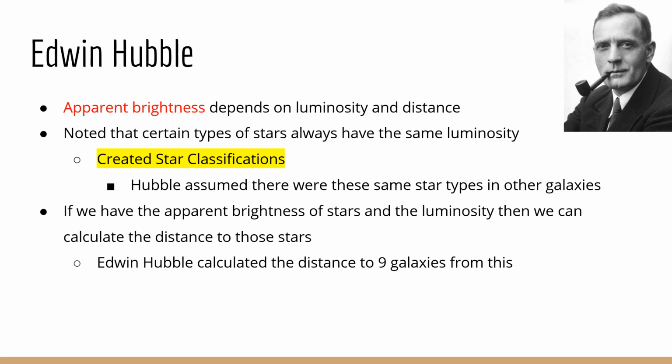And he postulated that apparent brightness depends on luminosity and distance. Luminosity is just the intensity of the light. And he noted that certain types of stars always have the same luminosity. And so he used that to create stellar classifications. He assumed that there were these same star types in other galaxies as well, not just the Milky Way. He thought that if we have the apparent brightness of stars and the luminosity, then we can calculate the distance to the stars. He was right, and he used this formula to calculate the distance to 9 separate galaxies from this.